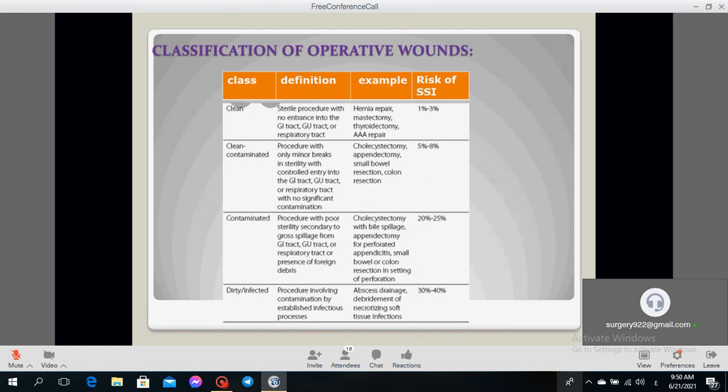Clean contaminated: here there is an entrance to the GIT, genitourinary or respiratory system, under controlled status, without spillage of content of the GIT or urine in the GU tract. Okay? We enter the system, but with control. If there is a leak, it is only a minor leak. For example, appendicectomy, where we opened the lumen of the GIT. Cholecystectomy too. Okay. Bowel resection. This we call clean contaminated: we entered the system but did not make a major break in sterility, only a minor break. The rate of infection is 5 to 8%.